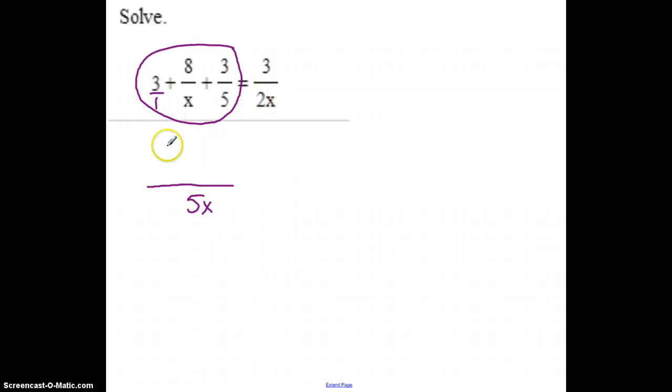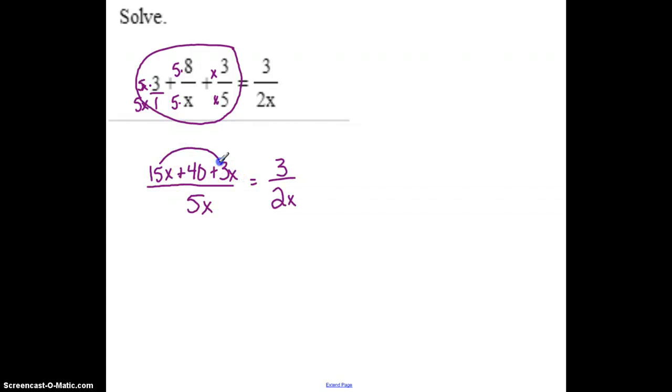Because you'd have to assume that one's over 1. So this first one's going to have to get multiplied by 5x in the top and bottom. This one's going to have to get multiplied by 5. And this one's going to have to get multiplied by x. So 5 times 3 is going to be 15, and I'm going to bring the x down. Then 8 times 5 is 40. And then x times 3 is going to be 3x. Equals 3 over 2x. Oops, there's my x.